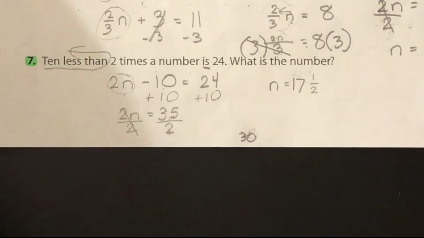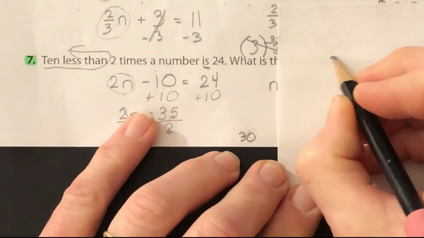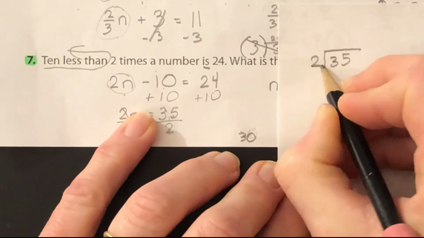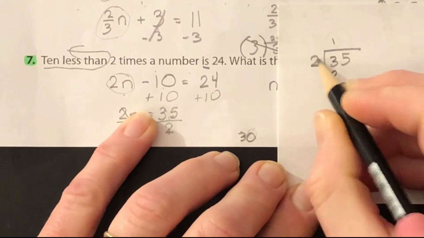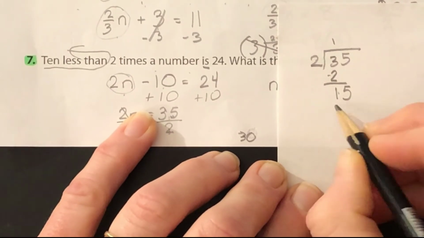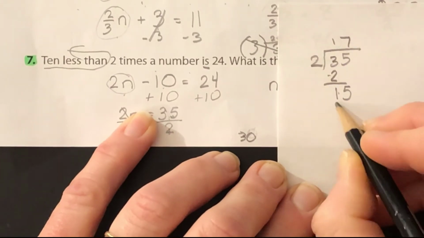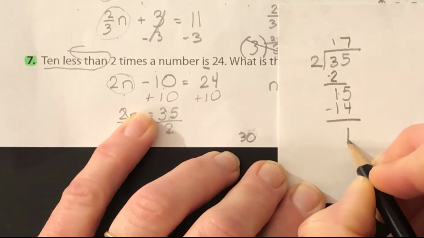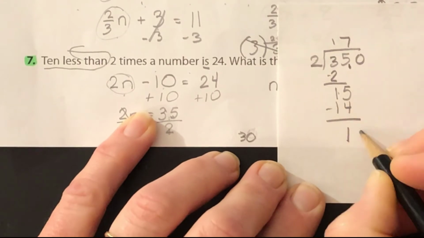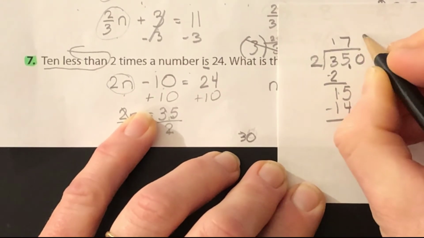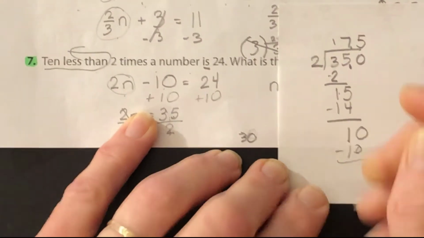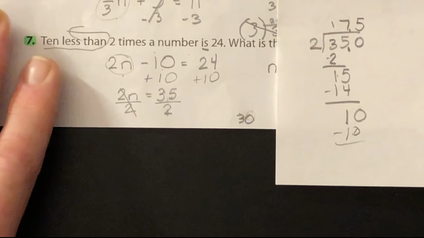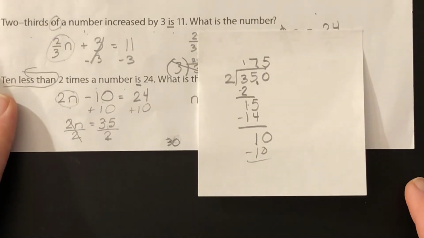You might also choose to do long division. You might have chosen to do it like this. 35 divided by 2. Two goes into 15 7 times. We have a remainder, so we'll put it. 2 goes into 10 5 times. 17.5. Both ways will get you the same answer.